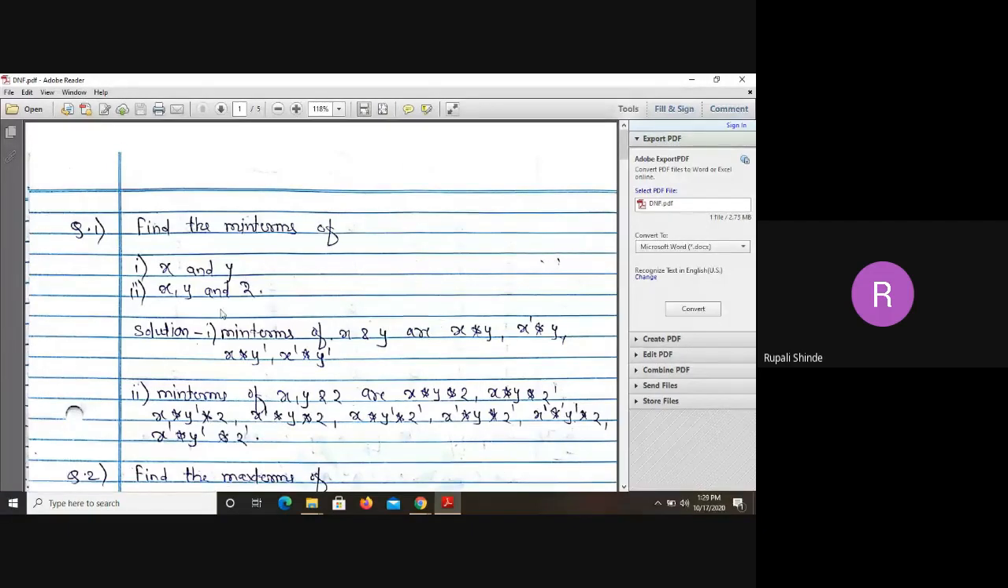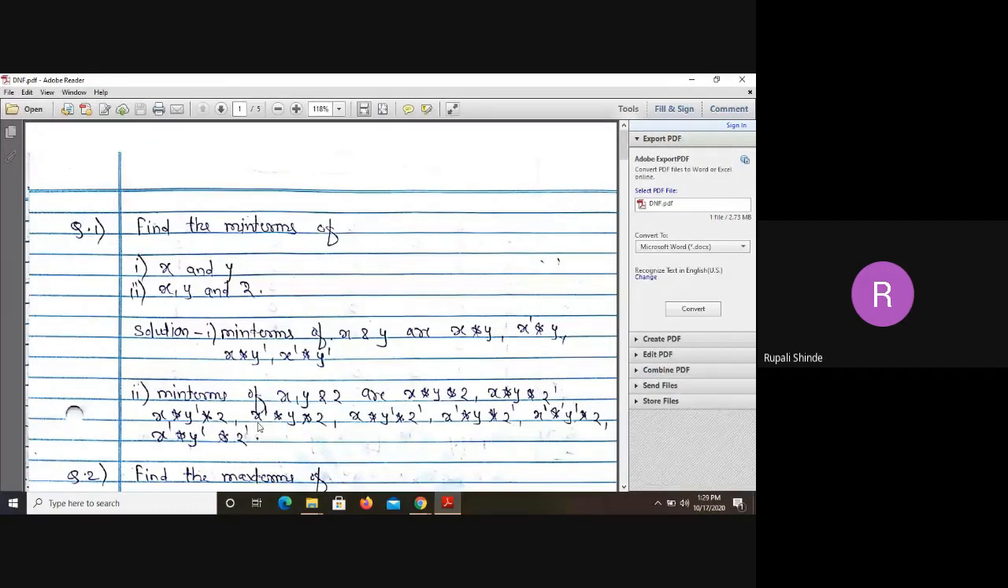So likewise we can define minterms. Just remember, if variables are connected by this star operation, then that is called a minterm. Now in this second point they have asked to find the minterms if there are three variables x, y, z. Can you tell me how to find the maximum number of minterms here? 2 raised to n, 2 raised to 3, and that is equal to 8.